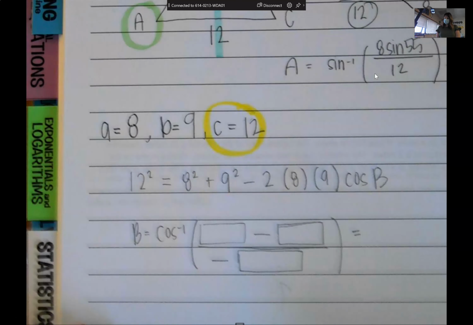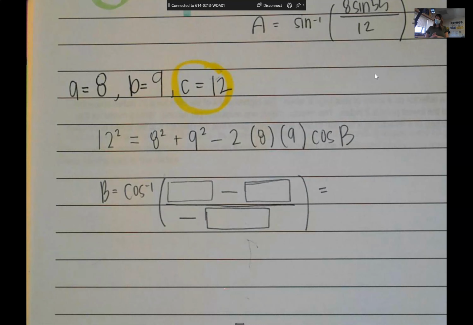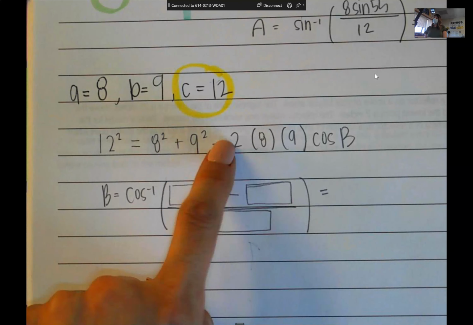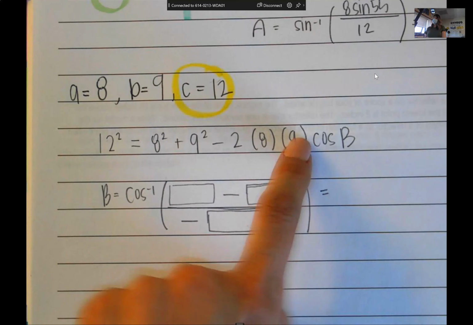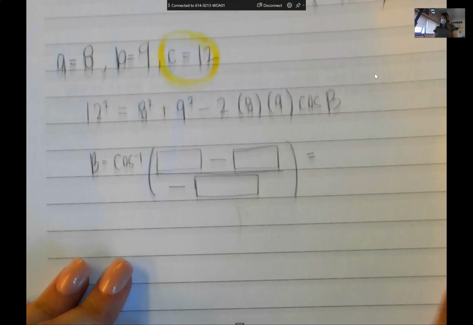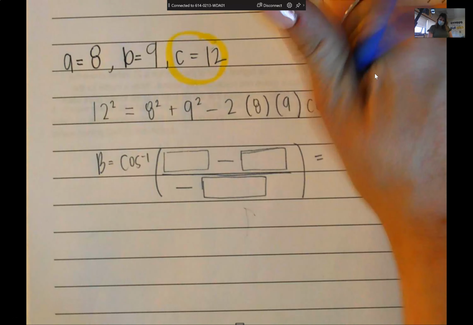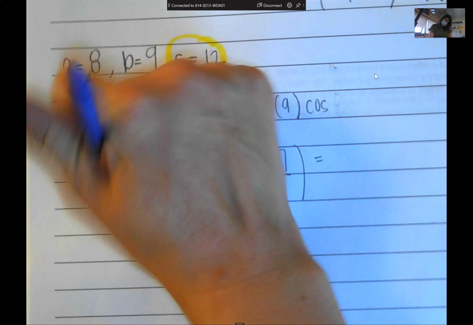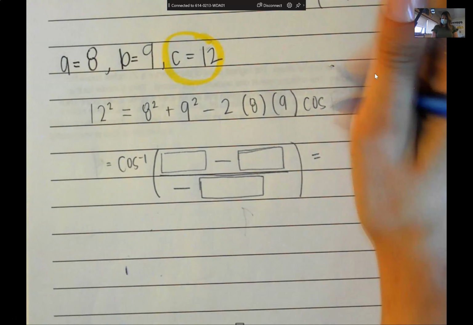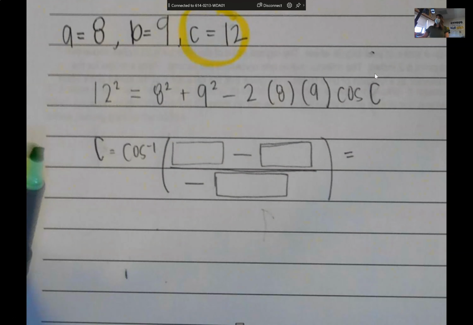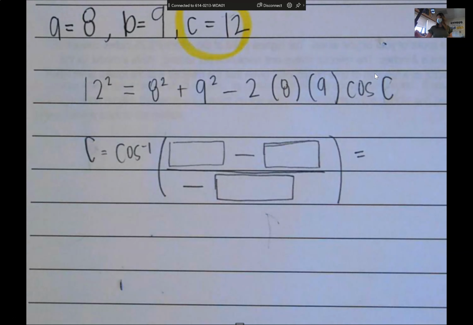Okay, so I have 12 squared equals 8 squared plus 9 squared minus 2 times 8 times 9 cosine B. So I have the fraction set up here. Yes, it is C. You're right. I have the fraction set up to remind you where you're going to plug numbers into. So see if you know what numbers to plug into each box now.